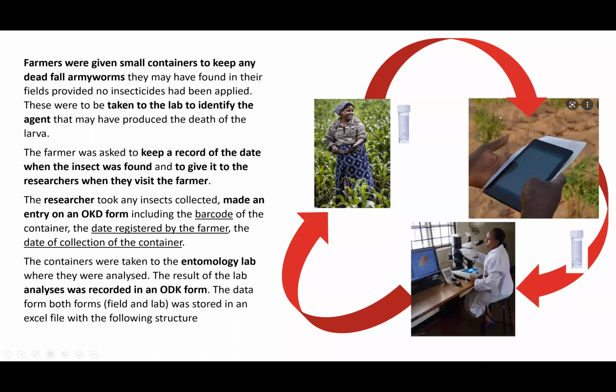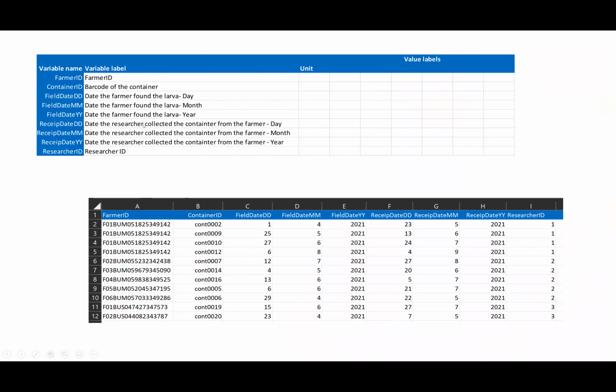The researcher made an entry in an ODK form and took the container to the entomology lab, where the dead insect or larva was identified, and they tried to see what was the cause for the death of the animal. And this is because if something killed it, we will want to know what killed it, so that we can potentially use it as a natural enemy.